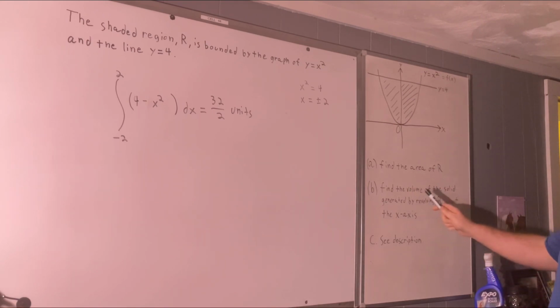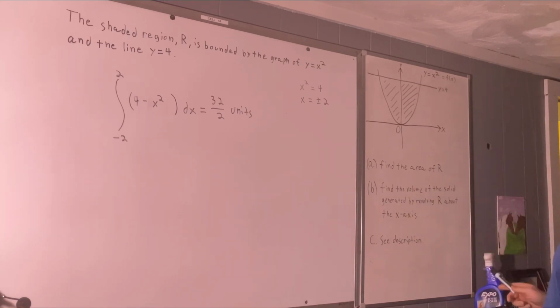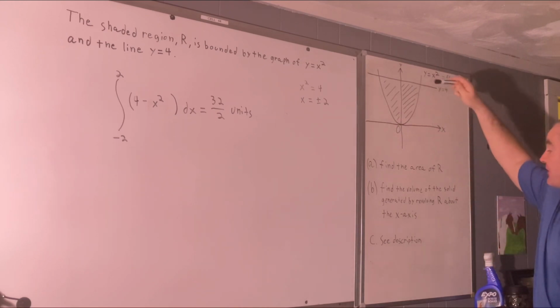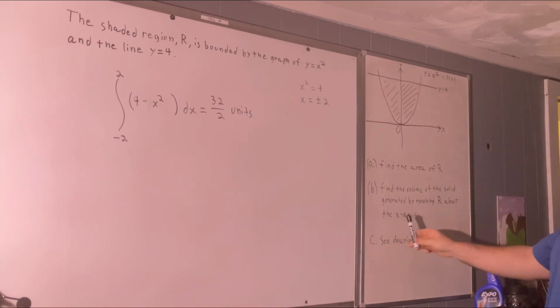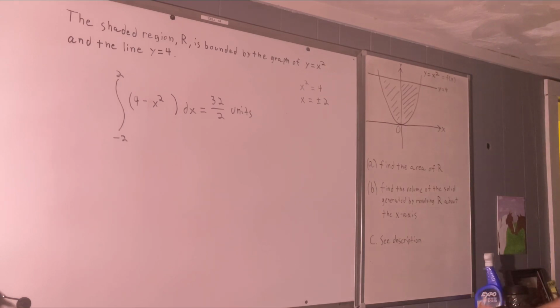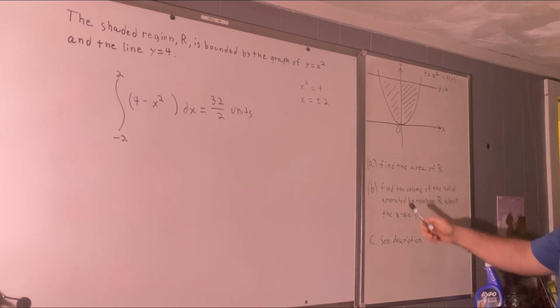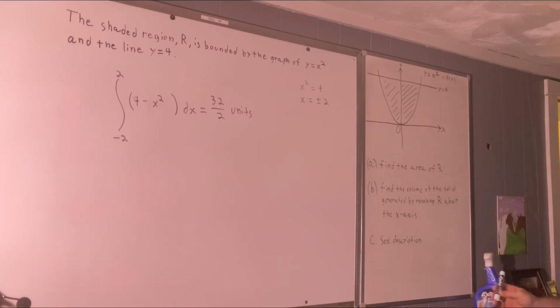Now it says find the volume of the solid generated by revolving this thing around the x-axis. Okay, how are we going to do that? Well, what does this mean? Find the volume of the solid generated by revolving r about the x-axis. A lot of you probably were fed a bunch of formulas for solving this, and that's good. But on this channel, I'm going to explain where this comes from.